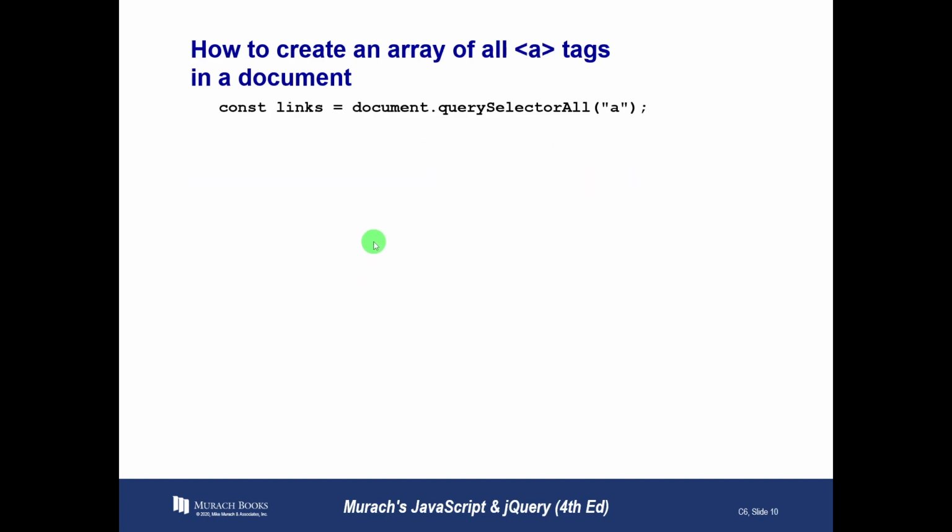So here's an example that I just mentioned a minute ago. We're going to look at the document, and we're going to do a query selector all, and we're going to get all of the anchor tags, all the A tags, all the hyperlinks, and we're going to store it in this constant called links.